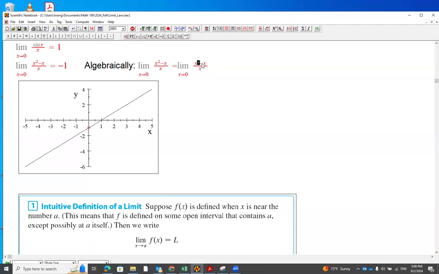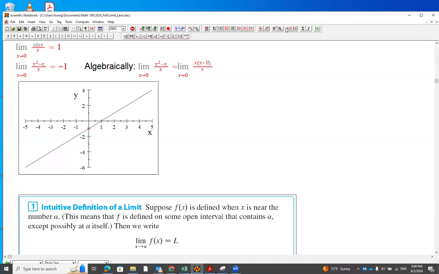The numerator will be factored into x times (x minus 1). By the limit definition, as x approaches 0, x is not 0, because we only consider approaches within the domain. Because x is not 0, x and x can be reduced. So the next step, the limit will equal x and x reduced, we get x minus 1.